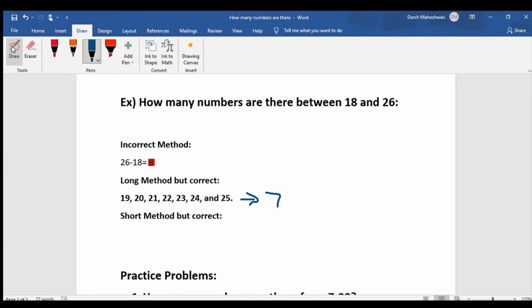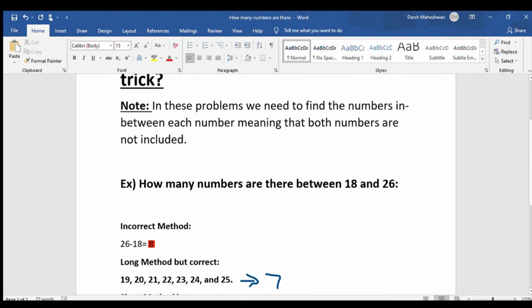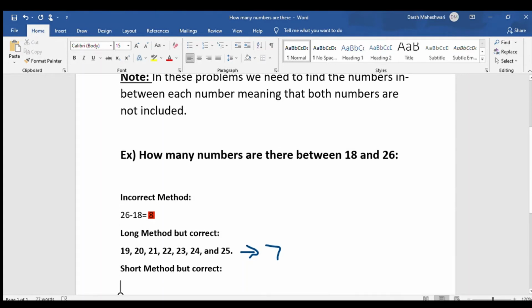The incorrect method is very close to correct. It's just that some people, I've done it myself a few times, will think that you just subtract. But no. When you subtract the numbers, it actually includes one of the values. But the note says when solving these, you don't want to include both numbers. So you're going to have to subtract an extra one.